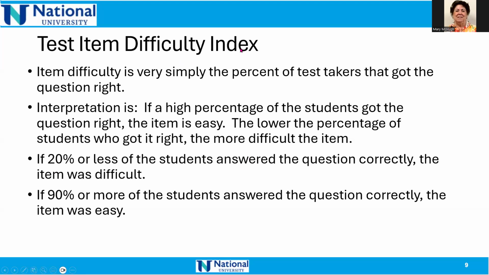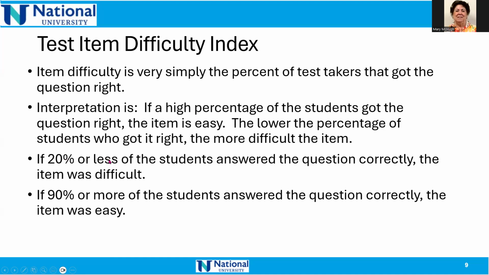But your interpretation of test item difficulty is, if a high percentage of the students got the question right, then the item is easy or relatively easy. The lower the percentage of students who got it right, the more difficult the item. So this is one thing that's maybe a little counterintuitive. If you have a percentage of 89, that means the item is relatively easy because 89% of the students got it right. If you have an item that 20% of the students got correct, then that's a much more difficult item because 80% of the students got it wrong.